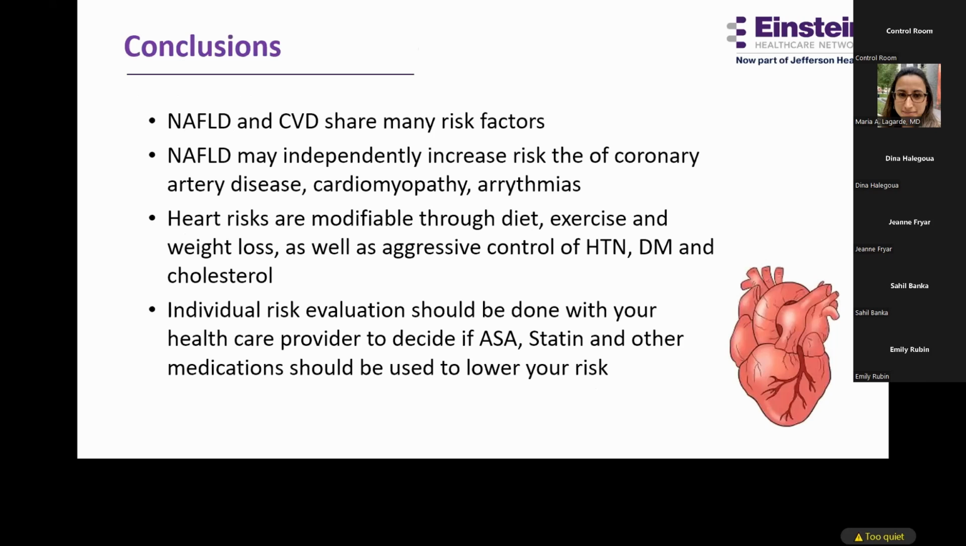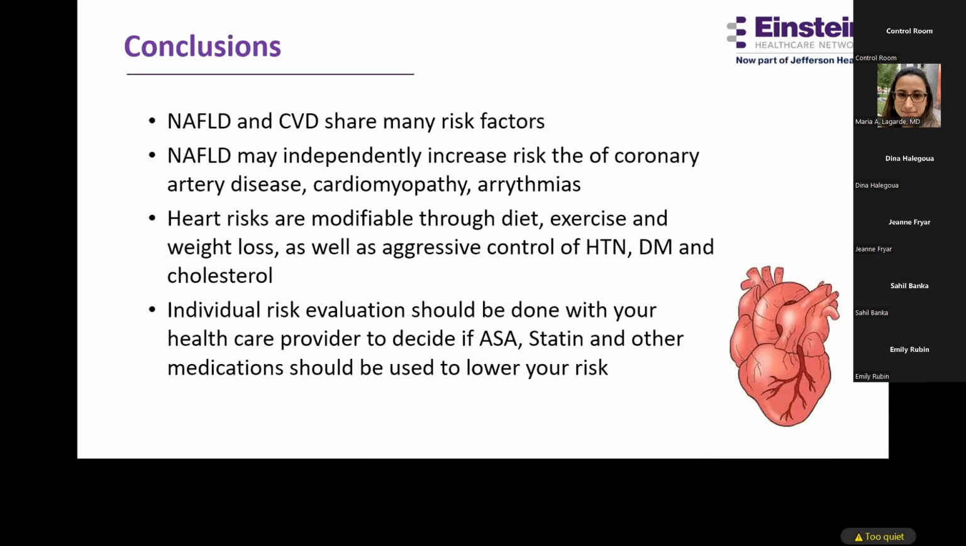So I will conclude here by summarizing and saying that fatty liver disease and cardiovascular disease both share many risk factors. Fatty liver disease may independently increase the risk of heart disease, cardiomyopathy, which is abnormal heart muscle, and arrhythmias. But these heart risks are modifiable. We can change them through diet, exercise, and weight loss, and aggressively controlling the diabetes, the high blood pressure, and the cholesterol. But every patient's risk assessment should be done with your provider.